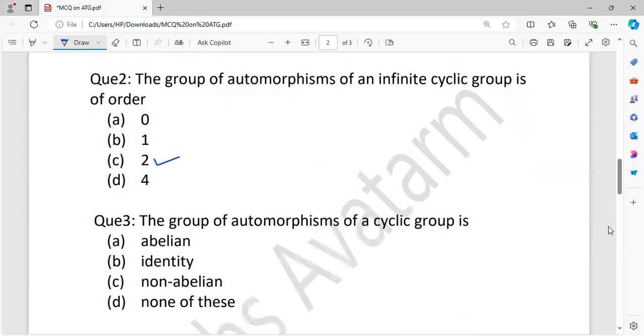So the group of automorphisms of a cyclic group. You take the group of automorphisms of a cyclic group, it forms an abelian group. So option number A is correct.